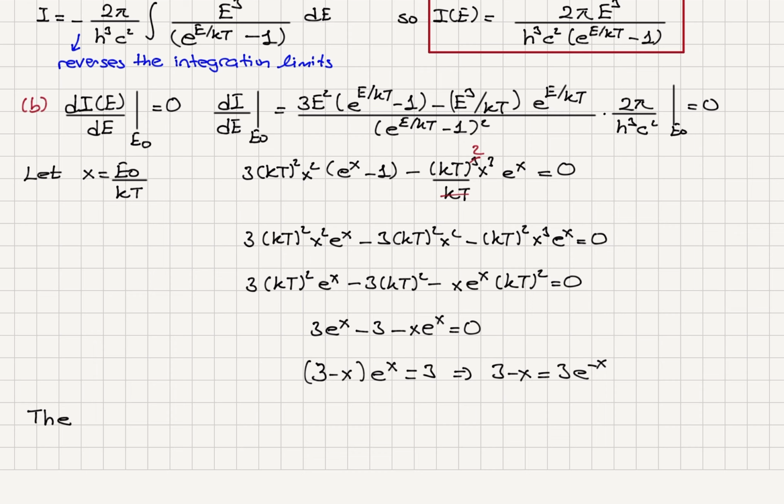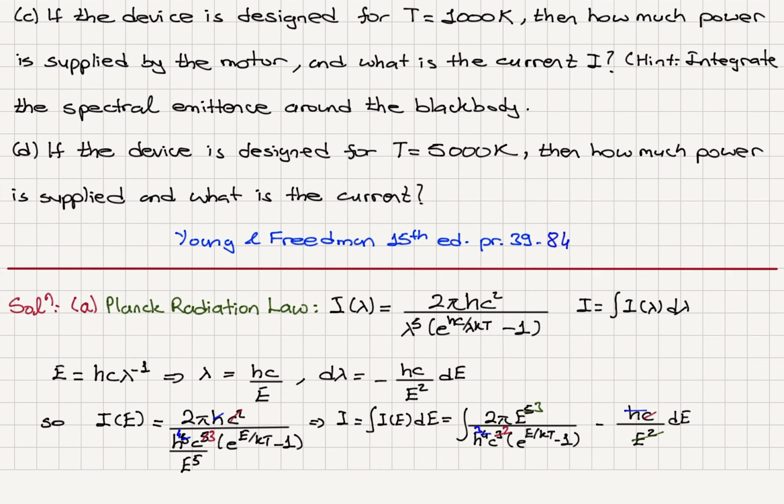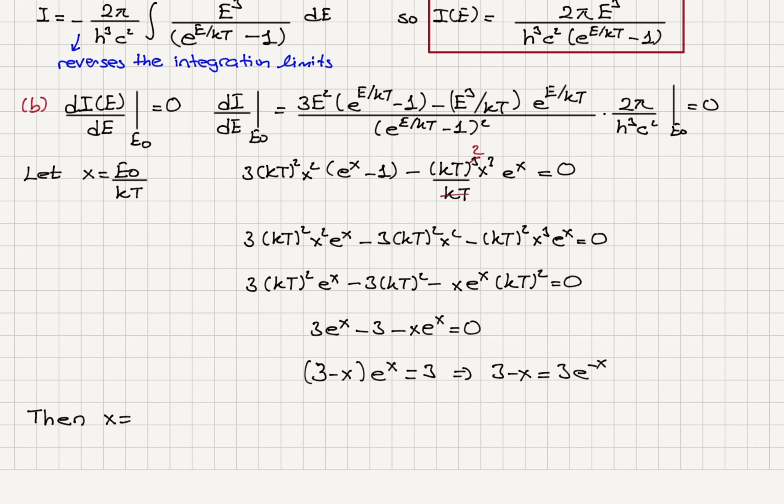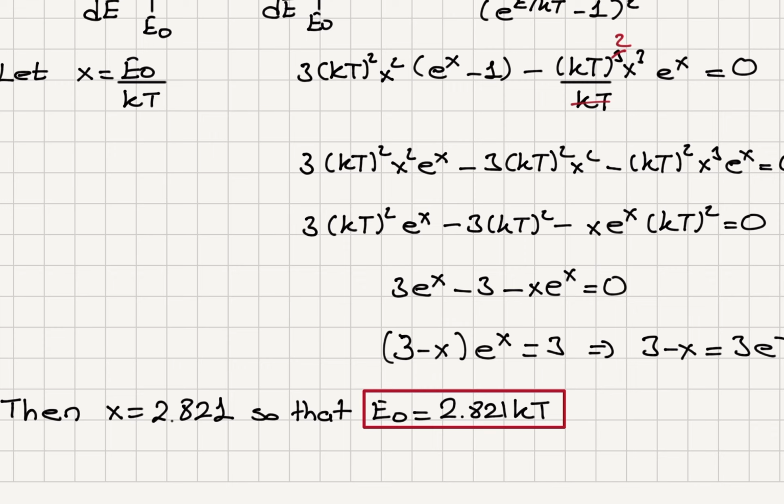And we're given the solution of this equation. Then we can substitute the solution of this equation, which was given here, of 3 minus x equal to 3 e to the minus x. x is equal to 2.821, so that we have E0 equal to 2.821 kT. That's the maximum intensity energy.